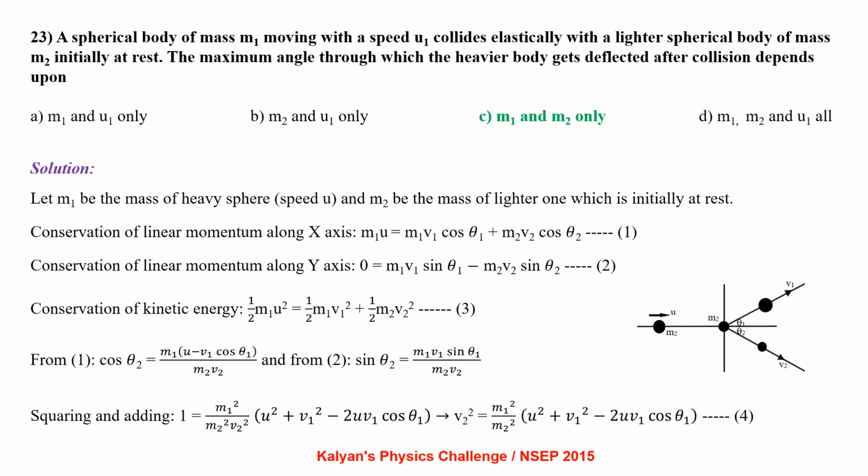Substituting the value we got in equation 4 in equation 3, we have half m1 u square equal to half m1 v1 square plus half m1 of m1 square by m2 square of u square plus v1 square minus 2u v1 cos theta 1. That is, cos theta 1 equal to v1 square by 2u v1 of m2 by m1 square of m1 plus m1 square by m2 minus u square by 2u v1 of m2 by m1 square of m1 minus m1 square by m2.